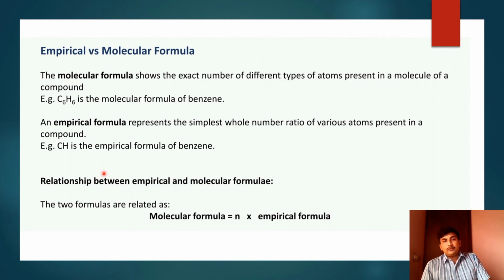So, the relationship between empirical and molecular formula. What is the relation between empirical and molecular formula? Molecular formula is equal to n into empirical formula. So we can calculate n, with the empirical formula in the denominator: molecular formula divided by empirical formula will give the number n. This is the relationship between molecular formula and empirical formula.